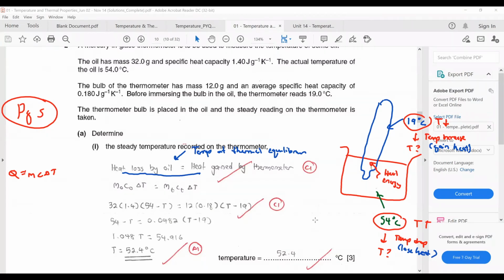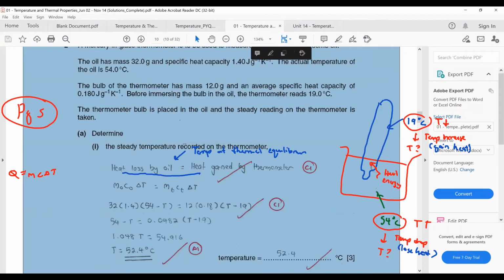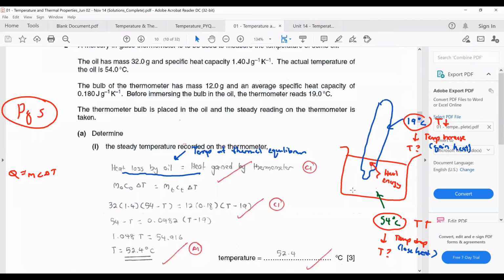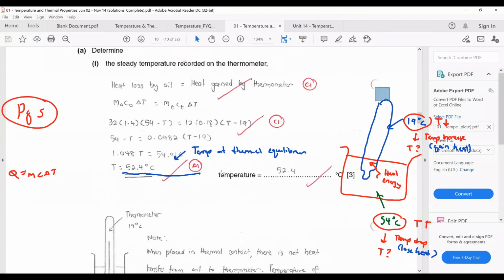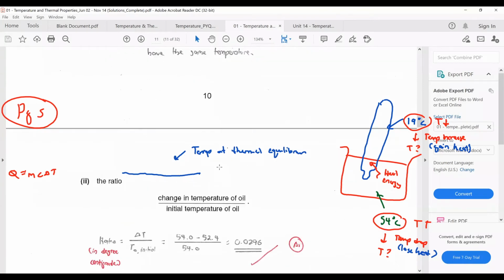Alright, so that one should be fine. The temperature of the thermometer that you will eventually read is 52.4. The act of you putting in your thermometer will actually change the temperature of the object you're trying to measure. As I mentioned, if the thermometer has a very large heat capacity, it will take a lot of heat energy away from your substance and change its temperature a lot. So you do not want something with large heat capacity, you want something with small heat capacity. So 52.4 is your final answer.